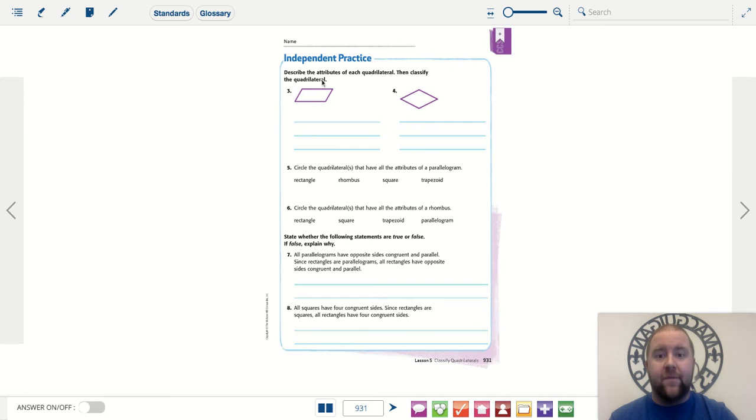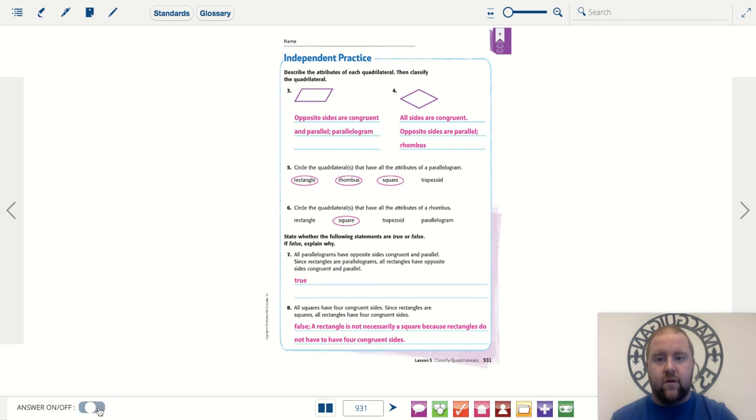Well, I know that the opposite sides are equal. And that's really about it, right? Because we can't say that it has 90-degree angles, because it does not. So when it says to classify it, we have to ask, how do I classify a shape where opposite sides are parallel and congruent? Well, that was a parallelogram, so we would say a parallelogram. On this one, for number 4, I'll pop the answers up here. It says all sides are congruent. Yes, that's true. And the opposite sides are also parallel, which makes this an example of a rhombus.